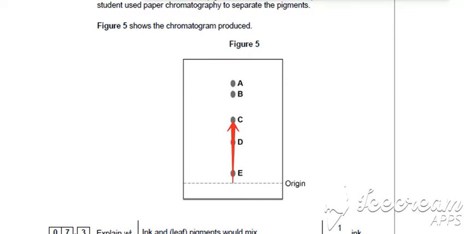We also need to measure for dot A. So we go from the origin and again up to the middle of dot A, because this will help us calculate how far the actual solvent has moved.